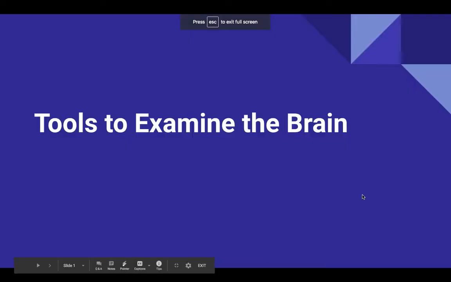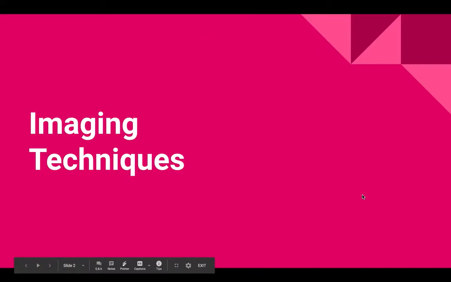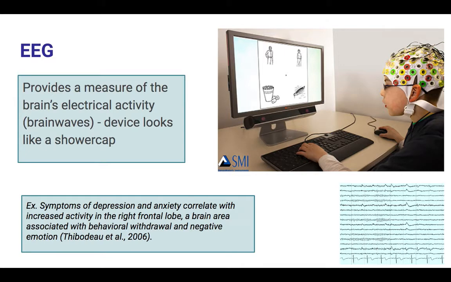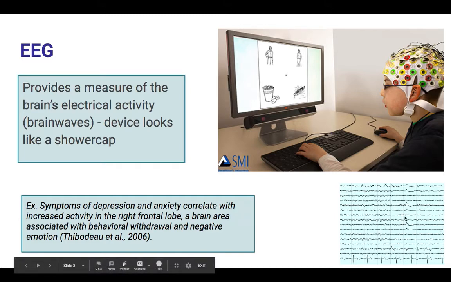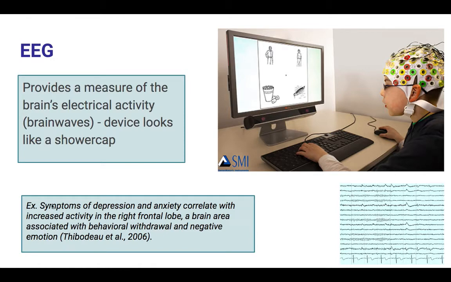Alright, so here we've got tools to examine the brain, and first we'll start off with imaging techniques. The one that people most commonly think of is an EEG. An EEG measures the brain's electrical activity and brain waves, and the device looks like a shower cap. This is what an EEG readout would look like. For example, symptoms of depression and anxiety correlate with increased activity in the right frontal lobe, a brain area associated with behavioral withdrawal and negative emotion. And with these caps, you can tell where the electrical signal is coming from.